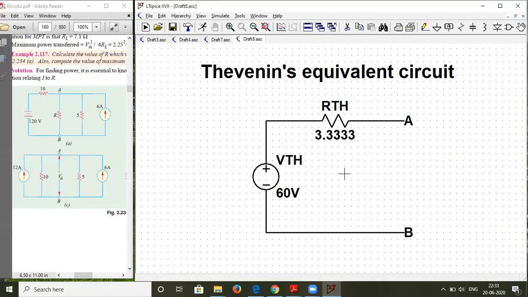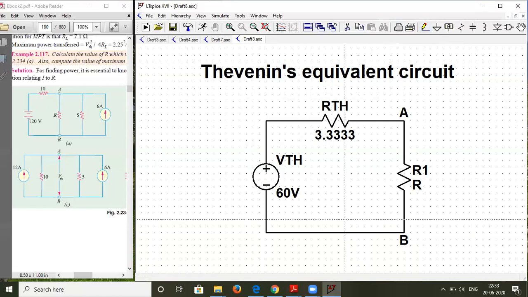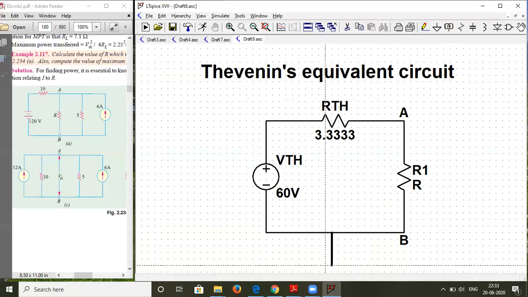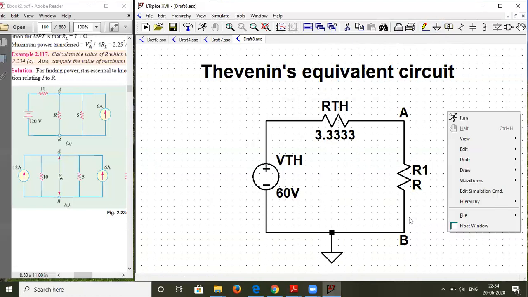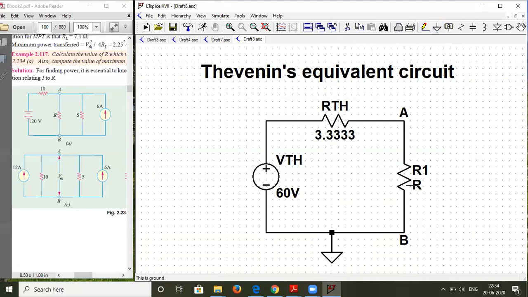Now we know that maximum power will be delivered to the load. The load is the unknown resistance R. So let me just connect this unknown resistance R and connect it over here. And also we have to connect the ground. So let me just connect the ground over here. Now we know that maximum power will be transferred to the load when this value of RL, let me just write it as RL, so maximum power will be transferred when RTH is equal to RL. So let me just write that statement.